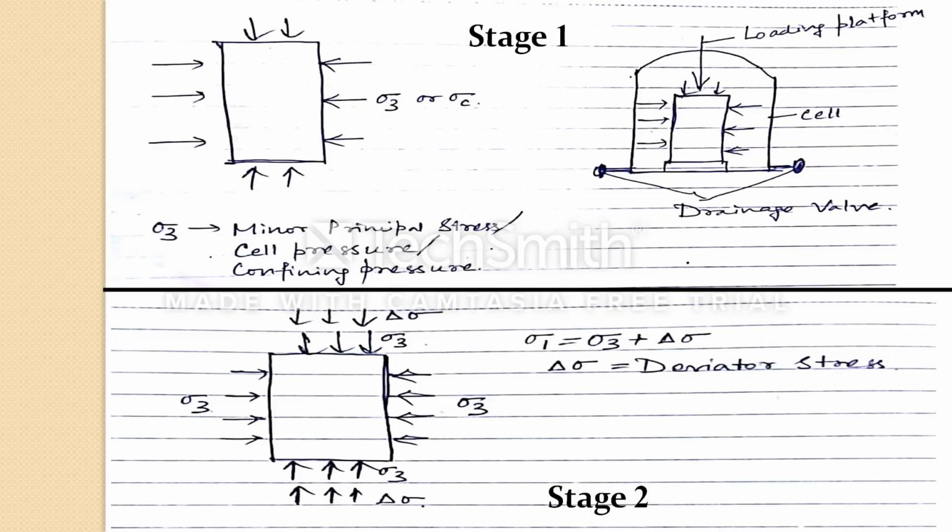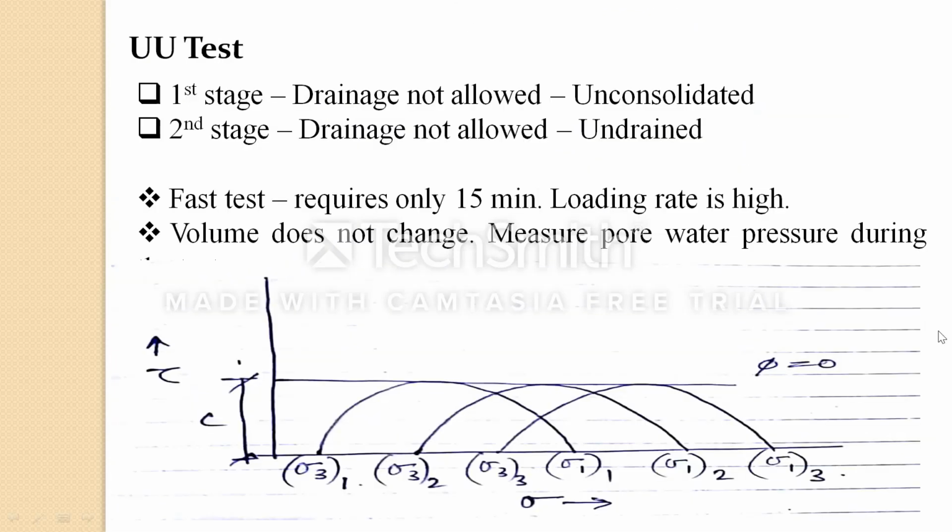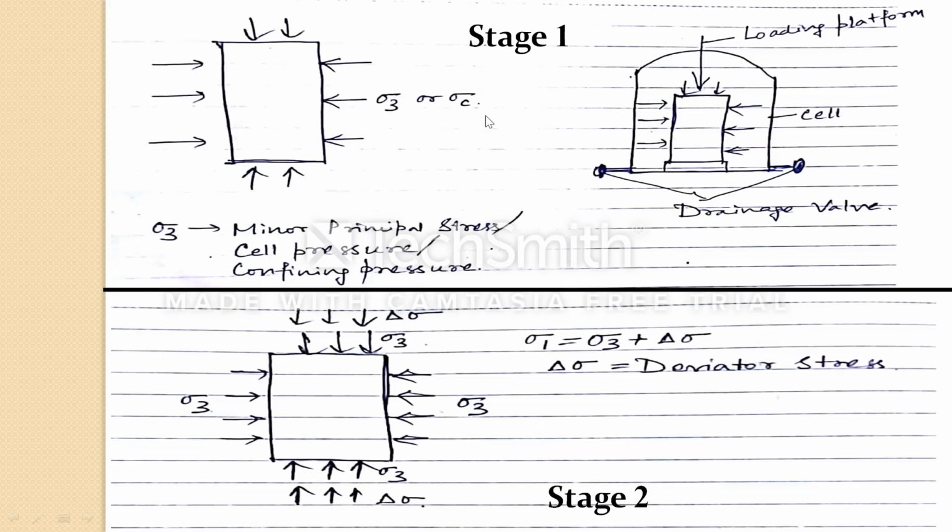Now in stage two, the confining pressure is there. Also, we are going to apply a deviator stress, that is del sigma. We are going to apply a vertical deviator stress until failure. So at failure, sigma 1 is going to be sigma 3 plus del sigma. At the horizontal plane, the stress will be sigma 1 at failure. At the vertical plane, the stress will be sigma 3, that is the confining pressure. This is stage 2, that means we are going to give the shear loading.